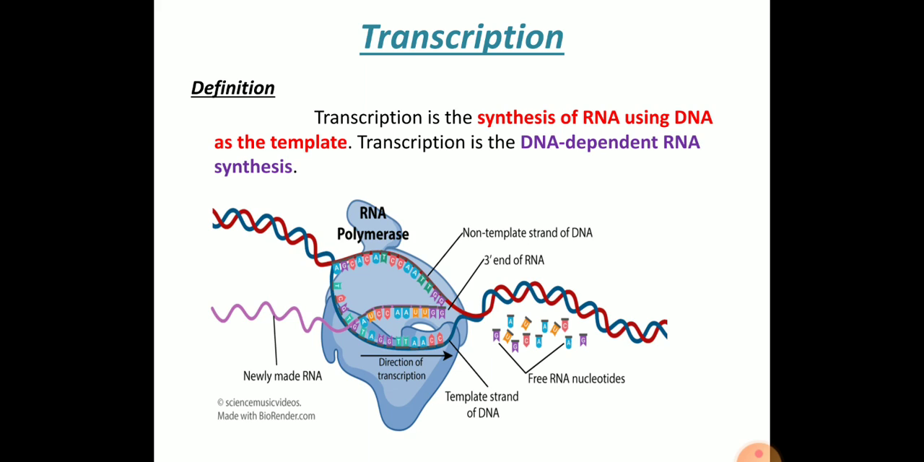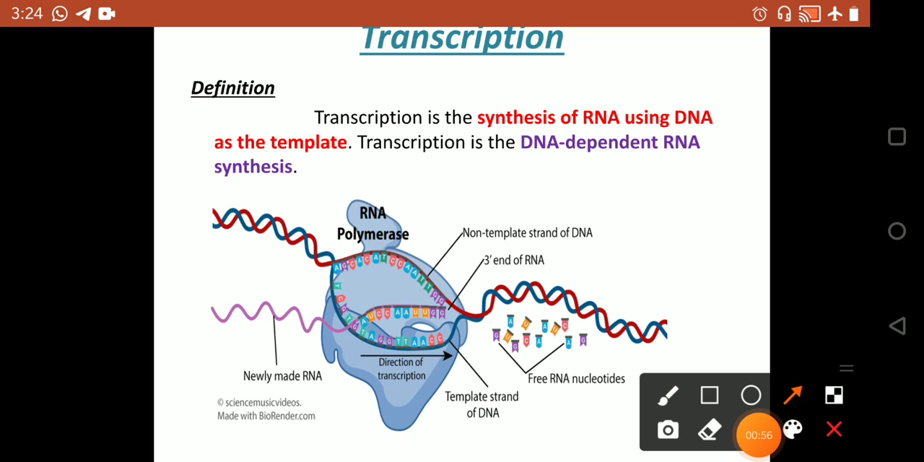As you can see in this picture, this is how the RNA polymerase works with DNA, and later that leads to the formation of RNA. So this is the DNA, and RNA polymerase is an enzyme which helps in the formation of RNA, and that is called transcription.